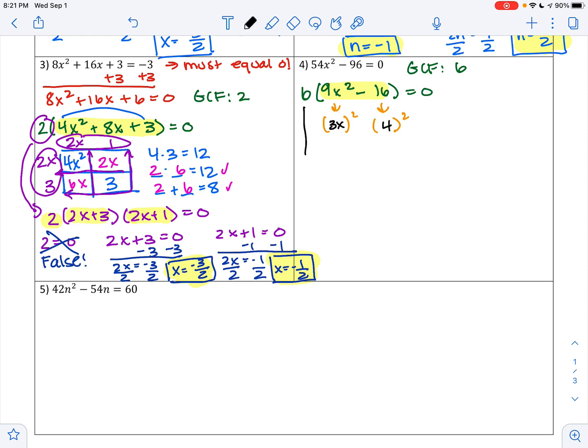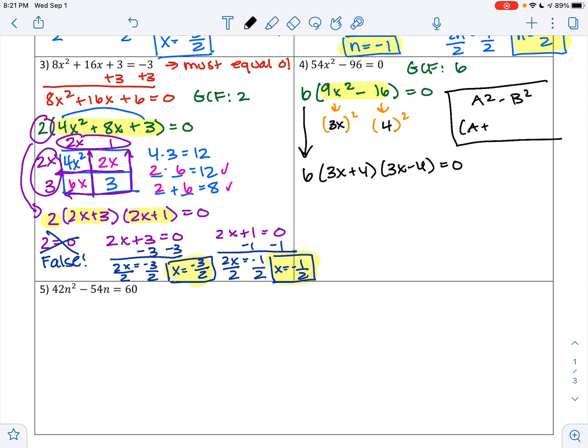So I'm going to bring down my greatest common factor of 6, and then using the formula for a difference of squares, I'll have 3x plus 4 times 3x minus 4. Because remember that when you have a difference of squares, that formula is a plus b times a minus b. You could have also used the area model here to factor this. You would have needed to multiply 9 by 16 and found factors of that product that equals 0.